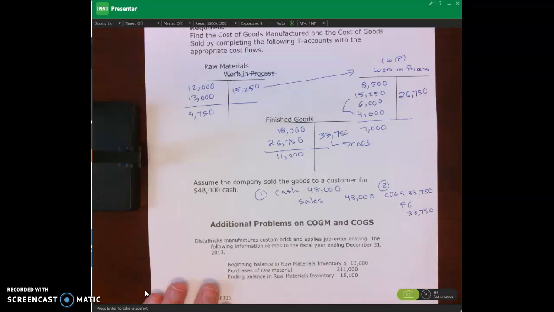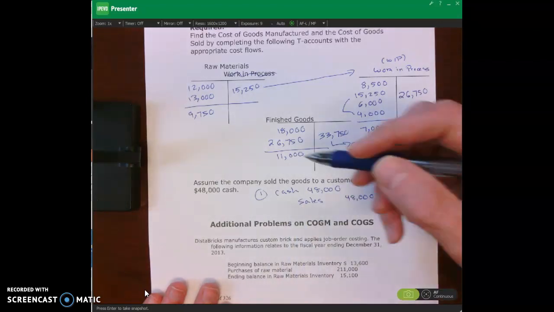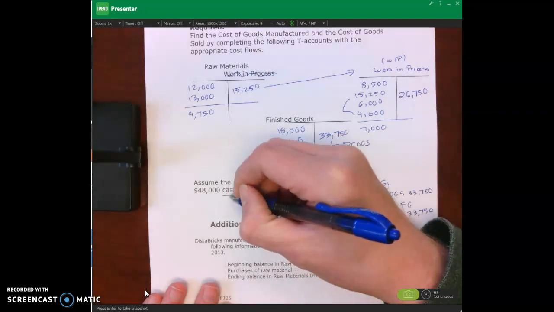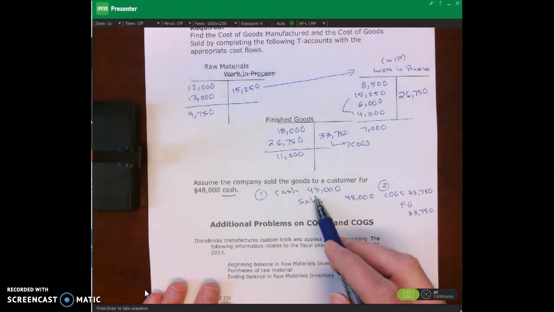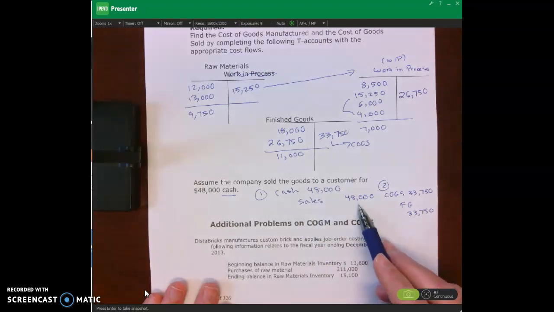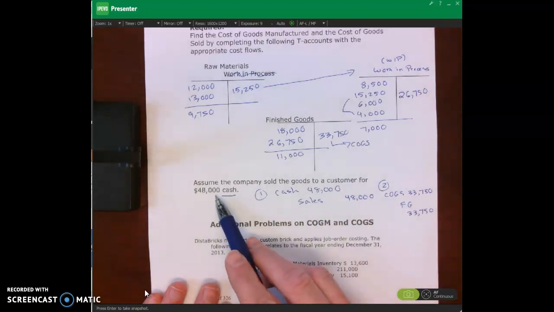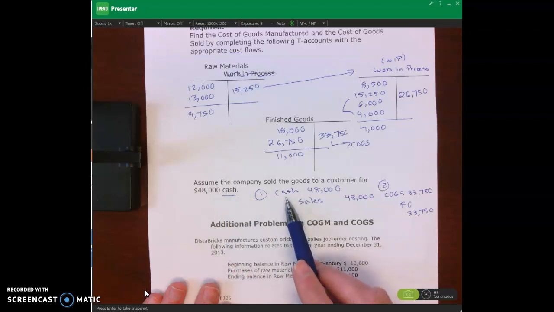Now, if we assume the company sold goods to a customer for $48,000 cash, what is the journal entry? Whenever we have a sale, we have two journal entries, one to record the sale, one to record the cost of goods sold. Because this is for cash and not on account, we debit cash for $48,000 and then we credit sales for $48,000. If this had said $48,000 on account, we would debit accounts receivable and then credit sales.